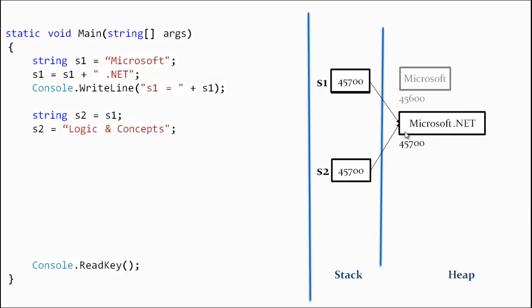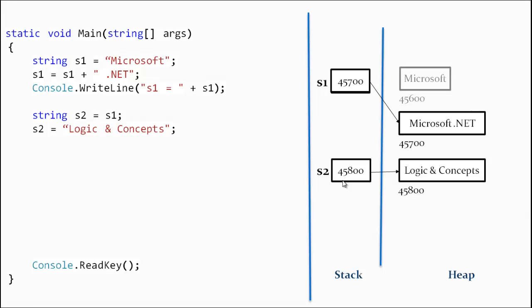Then I am assigning S2 equal to "logic and concepts". As strings are immutable, it will not change this object. Otherwise what will happen? The content of S1 will also get changed, right? So as strings are immutable, this operation will create a new object, assign the content to this new object, and update the reference accordingly.